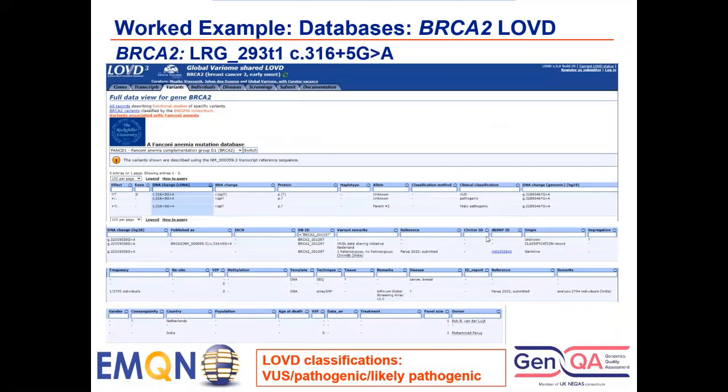The LOVD database is an open platform database in which several labs can submit their variants, and it also extracts the information from the ClinVar database, and therefore variants will occur in both databases with the same records. It should be, at least. And this summarizes the results from several labs in which the variant has been classified from VUS to pathogenic.